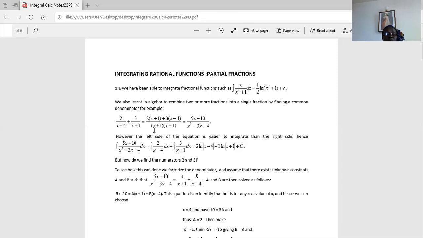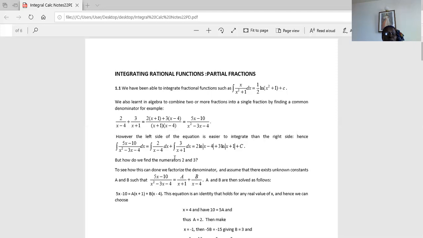However, the left-hand side of the equation will be easier to integrate than the right-hand side. So we can integrate 2 over x minus 4 plus 3 over x plus 1, and we have 2 ln of x minus 4 plus 3 ln of x plus 1.